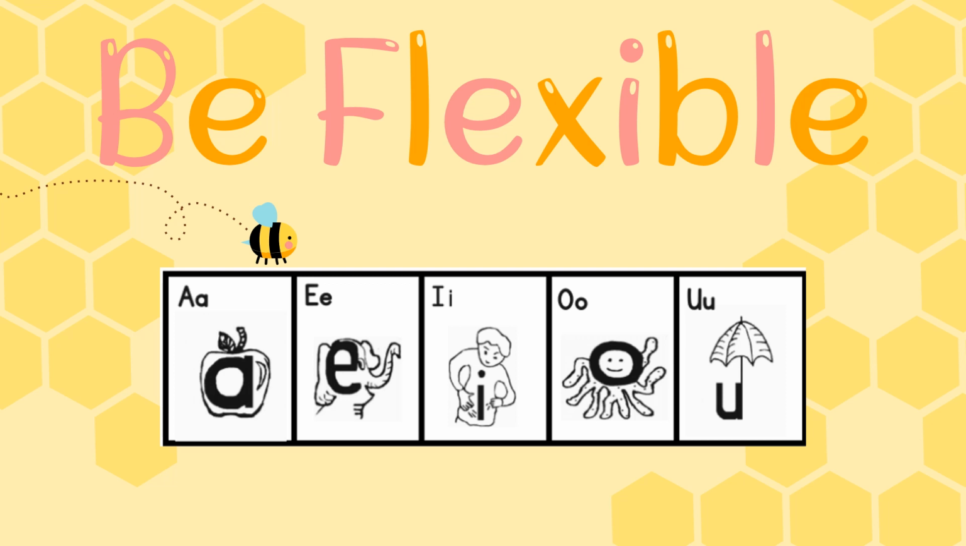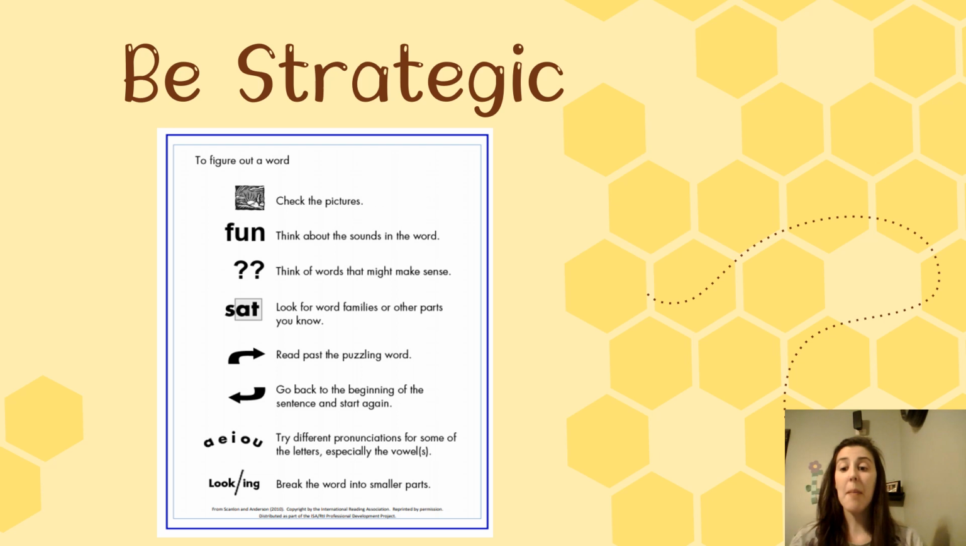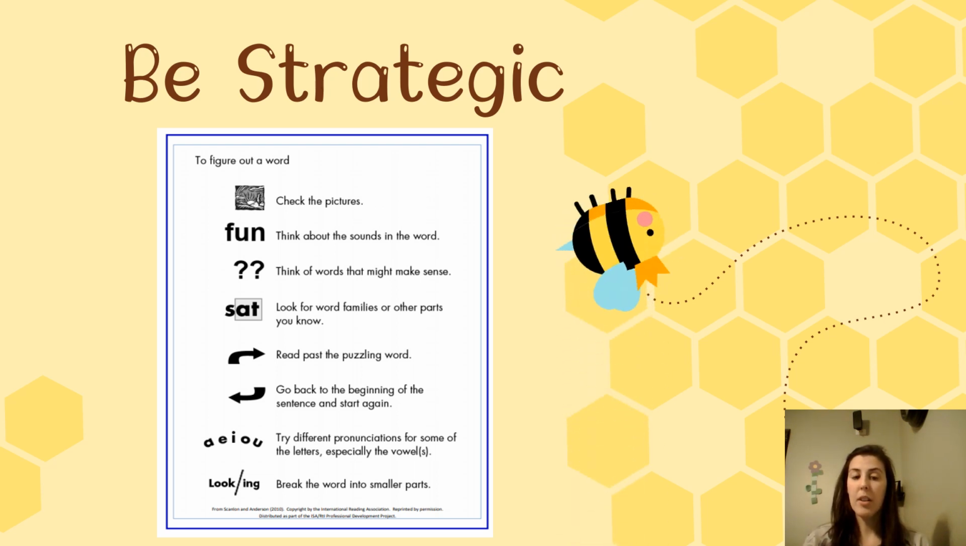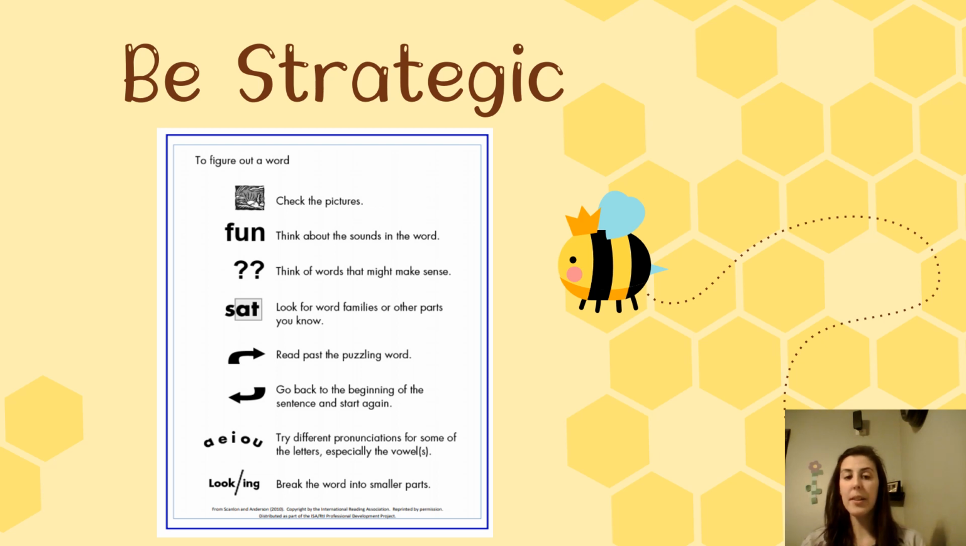Awesome job, first graders. We're also always trying to be strategic readers. And strategic is just a juicy word that means you use your reading strategies to help you figure out words you don't know. So let's quickly review our reading strategies. You can check the picture, think about the sounds in a word, think of words that might make sense, look for word families or other parts you know. You can read past the puzzling word.